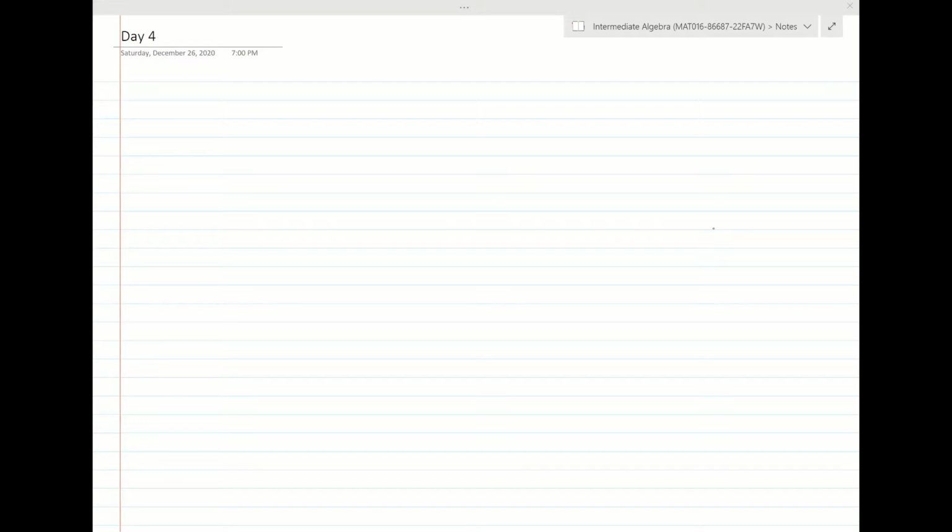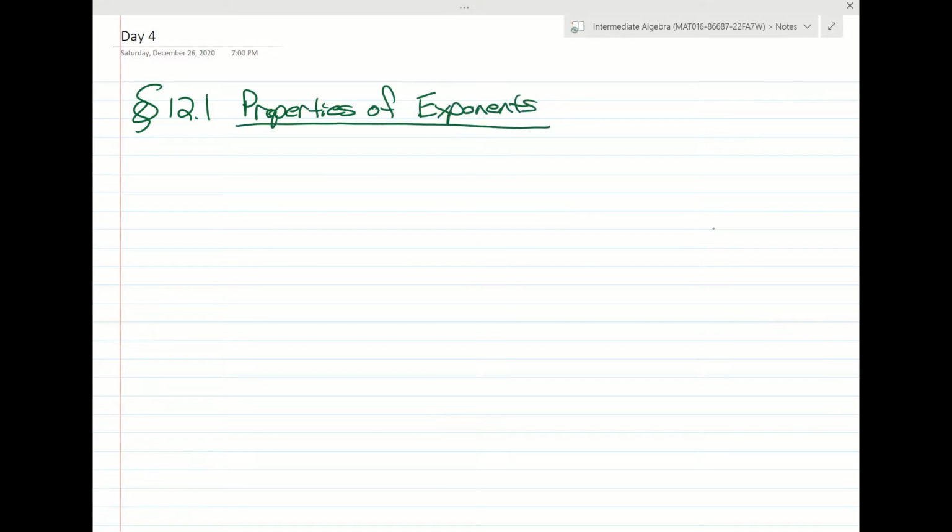Okay, so first section is section 12.1. And in this section, we're going to be focusing on properties of the exponents. First thing I wanted to do is talk about general simplifying.